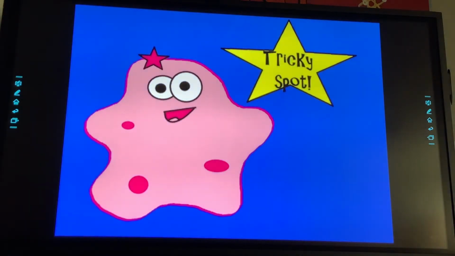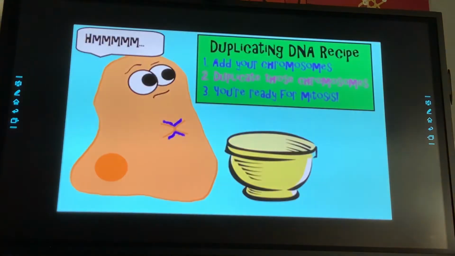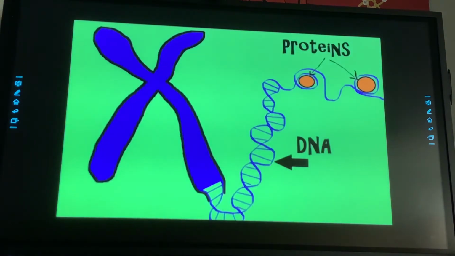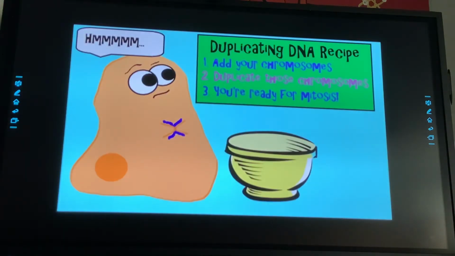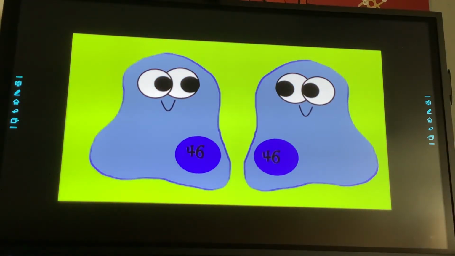Okay, now here's something that's tricky about mitosis that students get confused with. So if you have 46 chromosomes in a cell, you have to duplicate those chromosomes. That basically means you're duplicating DNA, because remember chromosomes are made of DNA and protein. You're duplicating the chromosomes before you divide. You have to do that because if you're going to make an identical cell that has 46, well, you had to duplicate it before splitting.